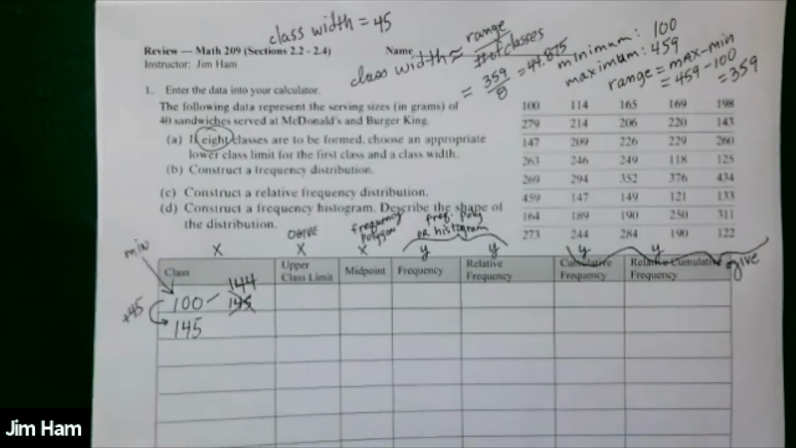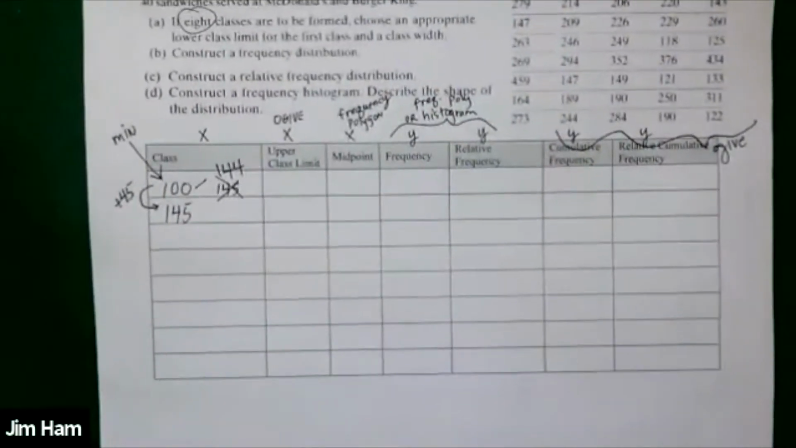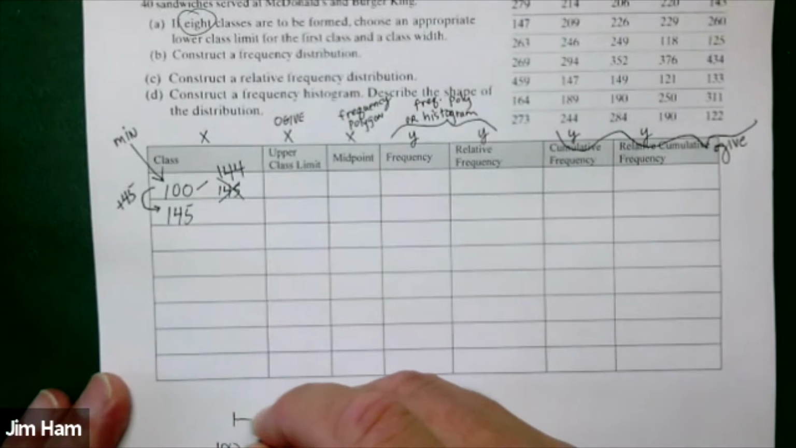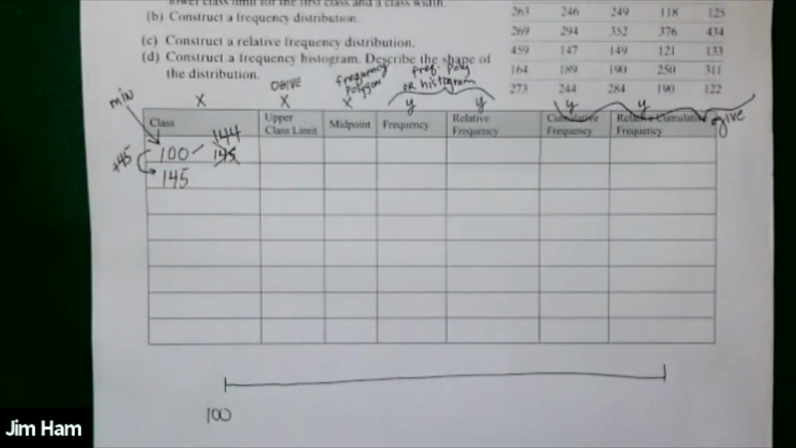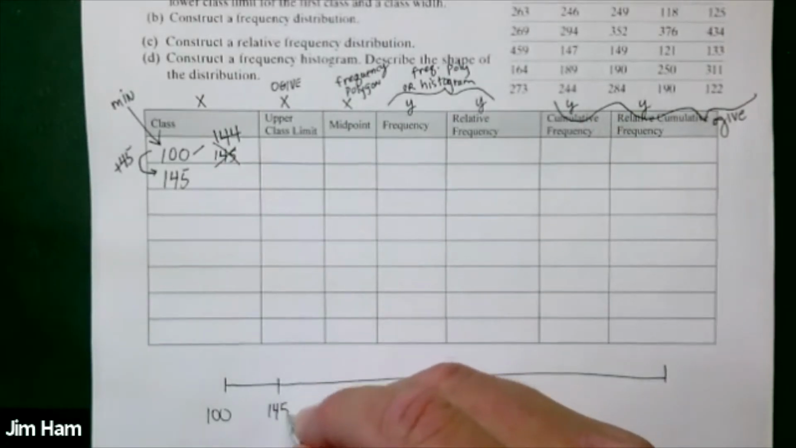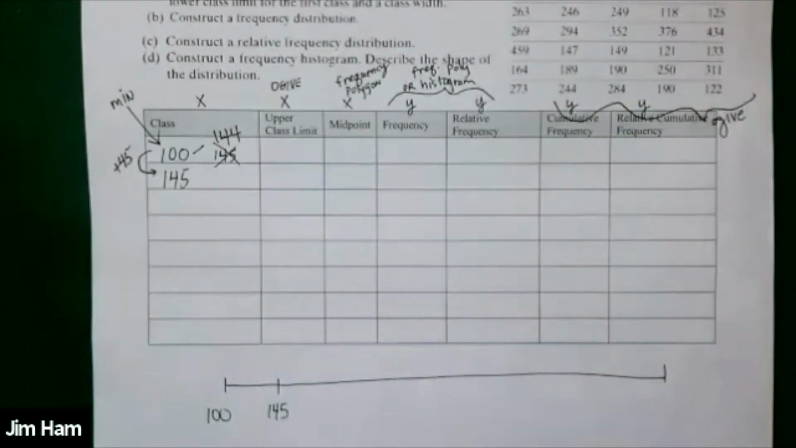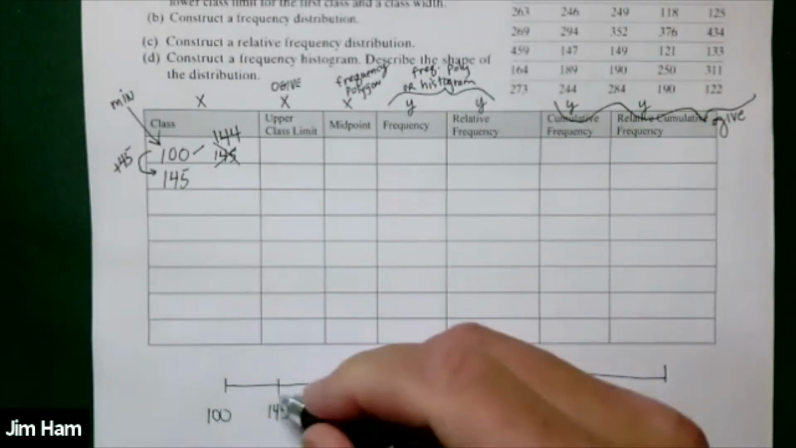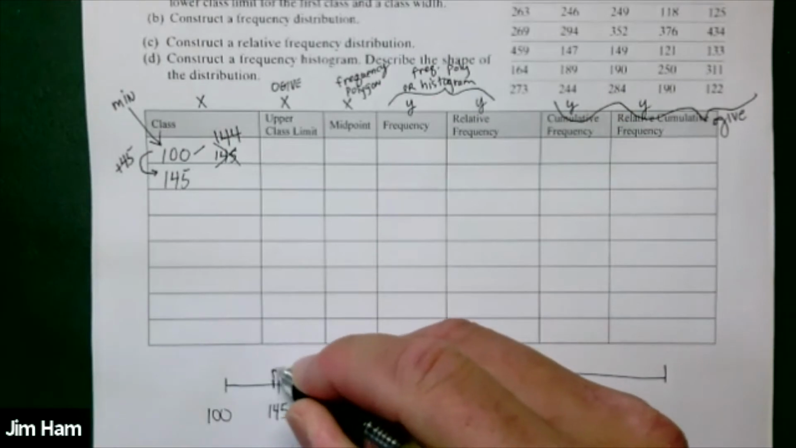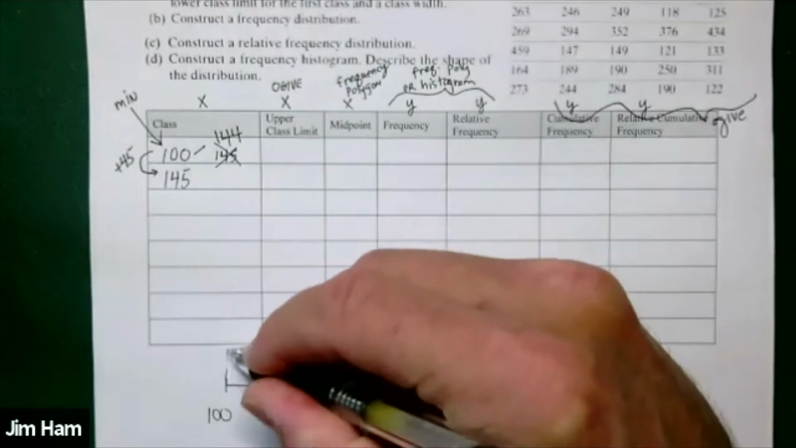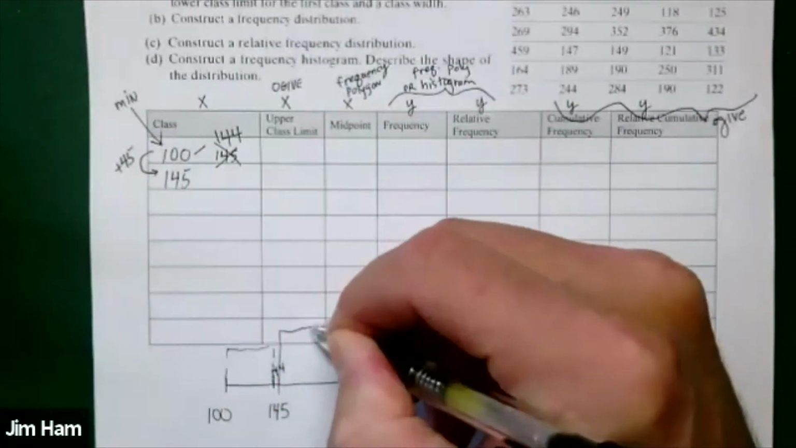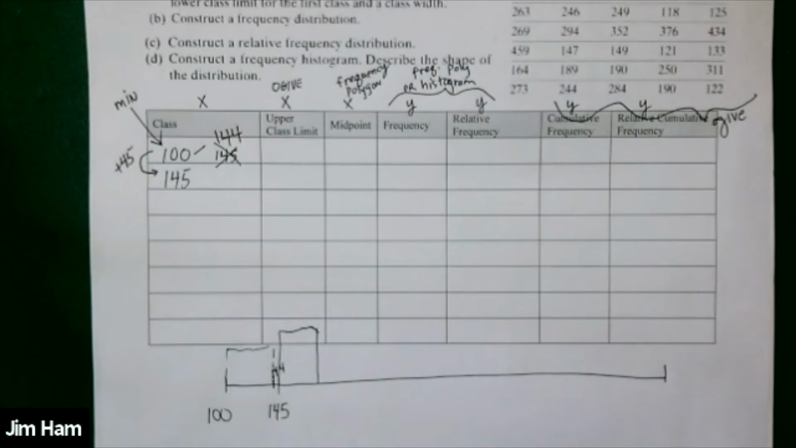Now when we construct a histogram, we're going to start at 100, and we want 8 equal bars, and we want them to be 45 long. So if we go from 100 to 145, that would be this. If we were to stop at 144 and just draw a bar for the first class that ended, then we would have bars with a gap between them like this. And for a histogram, we do not want a gap between our bars.